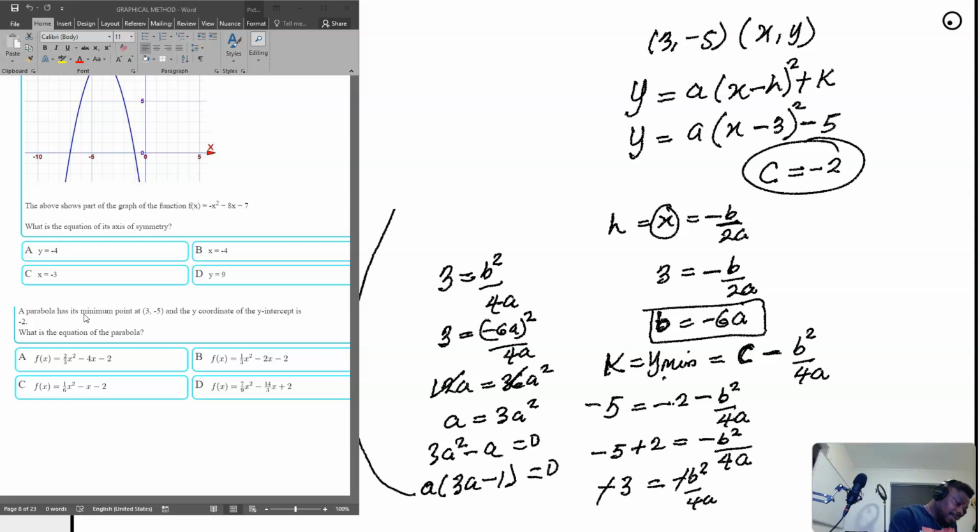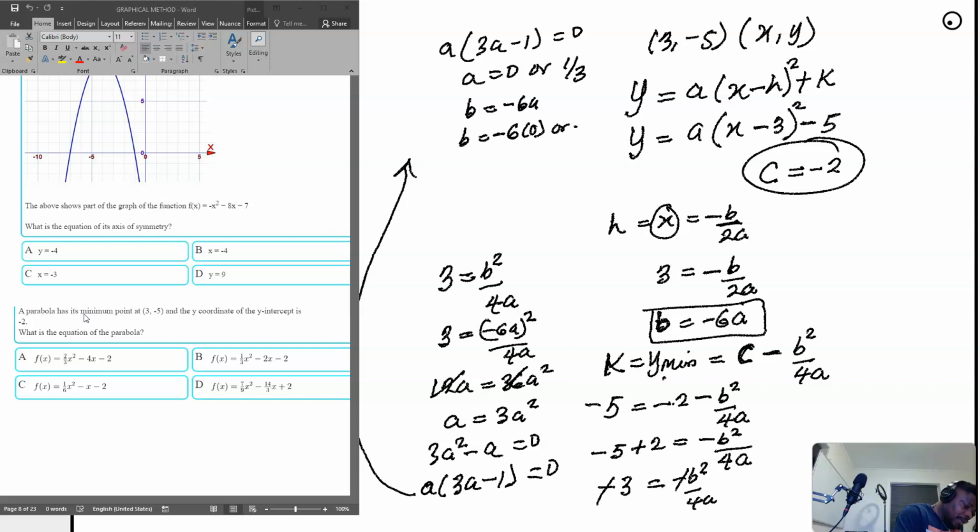Let's take it up here. So a bracket 3a minus 1 is equal to 0. So a is equal to 0 or 1 over 3. I've gotten a. I can get b. b is the same thing as minus 6a. So b will be minus 6 bracket 0 or minus 6 bracket 1 over 3. So b will be 0 or minus 2. So I know my a and I know my b.